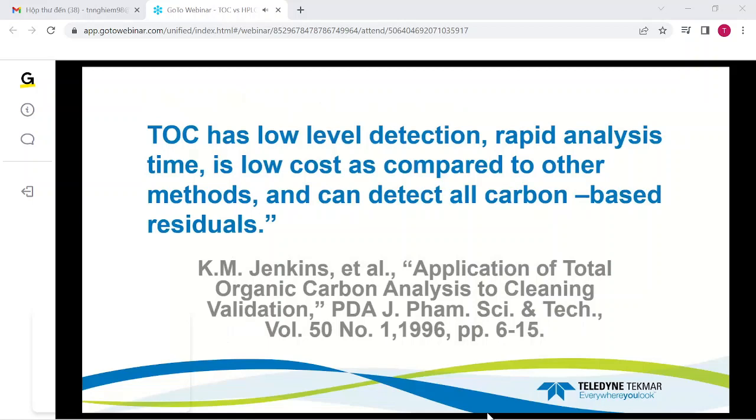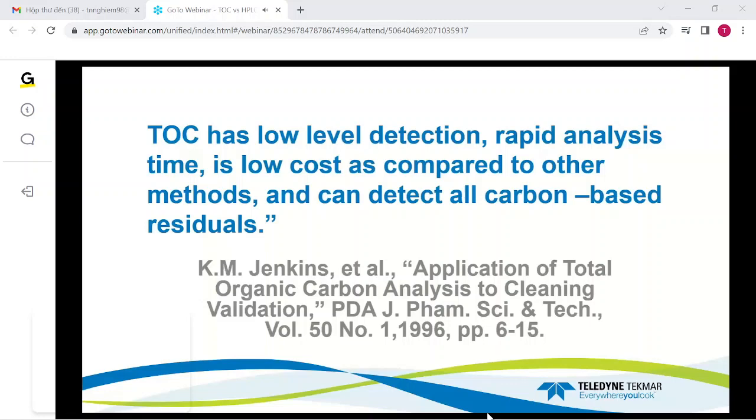As I said, over time, TOC has gained a lot of credit in the pharmaceutical industry. Here's a paper, for example: TOC has low-level detection, rapid analysis time, and low cost in comparison to other methods. A TOC system can be purchased for, let's just say, less than $40,000. And when you start looking at an HPLC mass spec or HPLC UV-vis, the value of that system is going to be more than $50,000, depending on what type of detector you put on there.